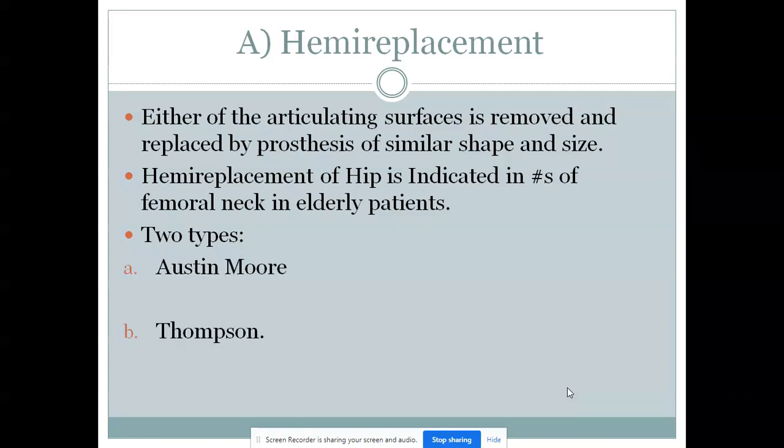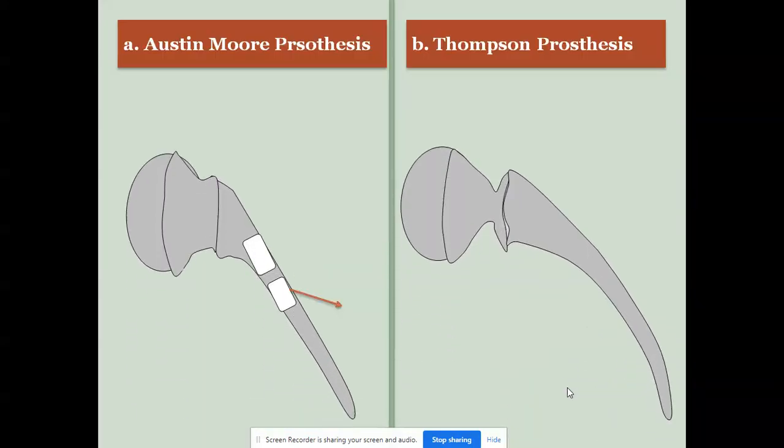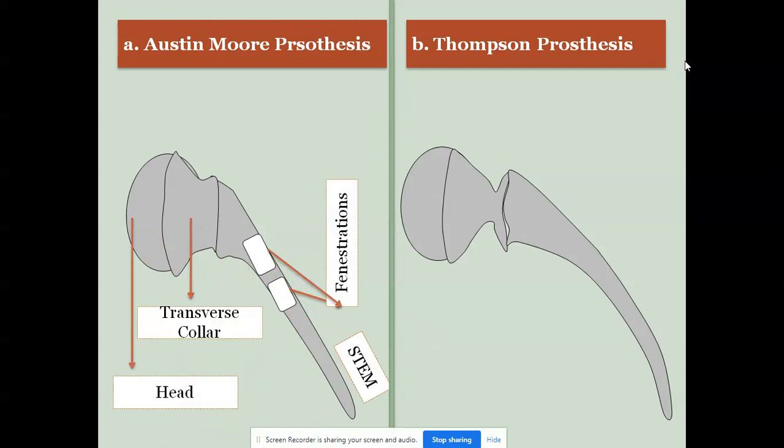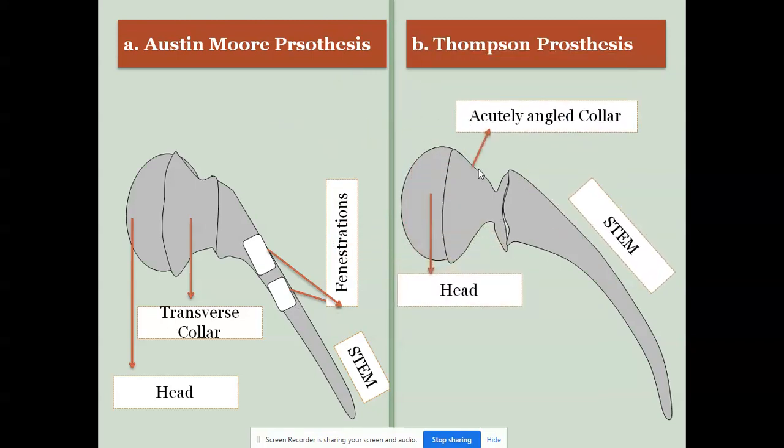First one is Austin Moore, second one is Thompson. Let's look at what these are. Austin Moore has two fenestrations, nothing but these two holes. Let's look into the parts of Austin Moore and Thompson. You will understand by yourself what these are. Austin Moore has a transverse collar, head, and stem with fenestration, whereas Thompson has an acutely angled collar, head, and stem. So what is missing in Thompson? First one is fenestration, and the changed part is the acutely angled collar.